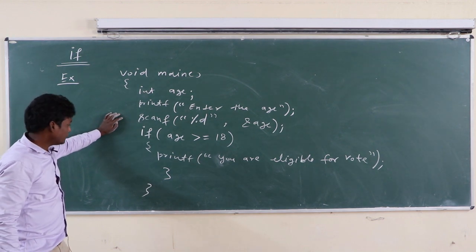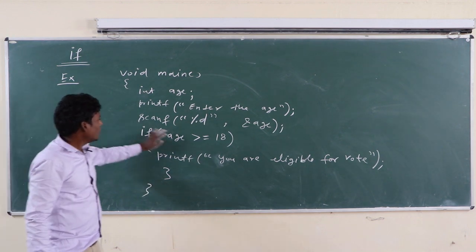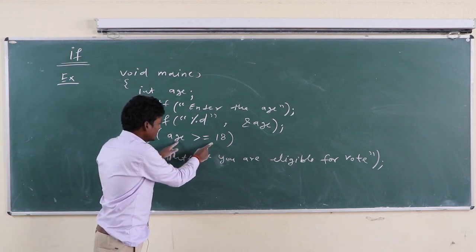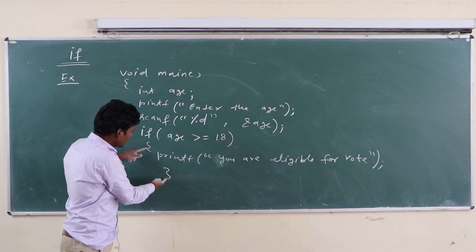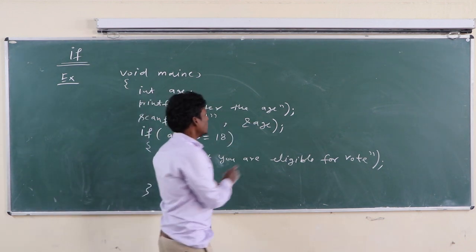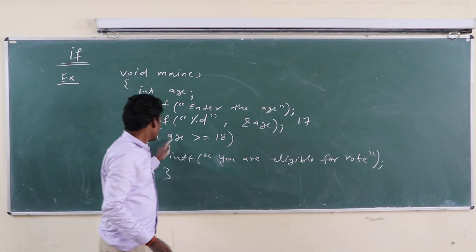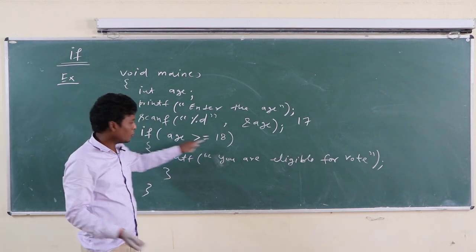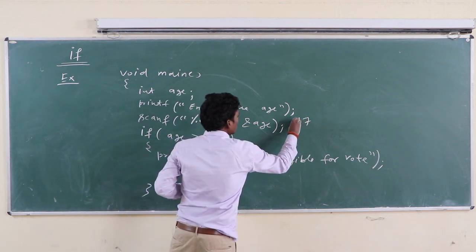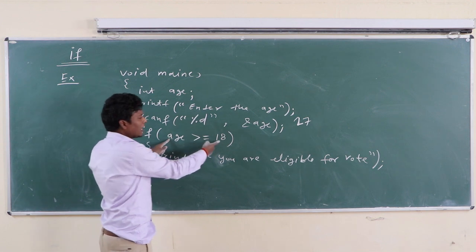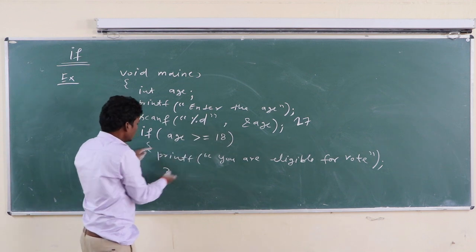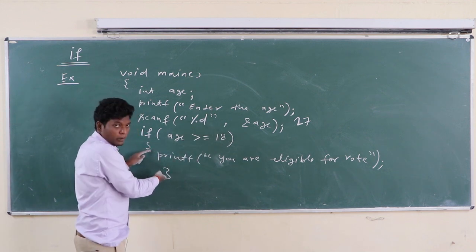Class, here we can see that this is the condition, if, small bracket, this is the condition. If this condition is true, then statements within this block are executed, otherwise not. So when the user inputs their age, suppose the user inputs 17: is 17 greater than or equal to 18? No. So this block will not execute. But when the user inputs 27: is 27 greater than or equal to 18? Yes. So this block is executed. When the condition is true, this block will be executed.